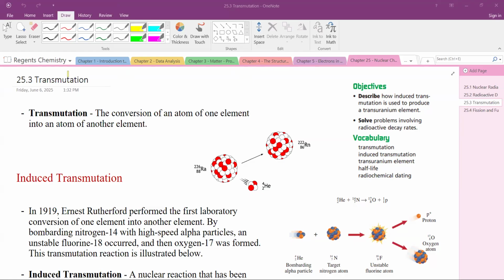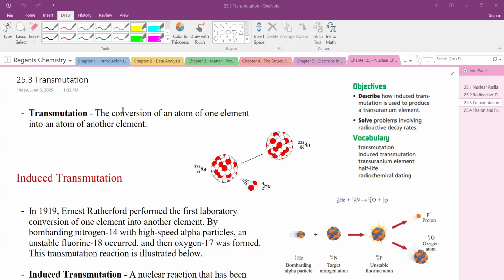This video is going to cover section 25.3, which is all about transmutation. And you can see again, objectives are pretty short. We want to talk about induced transmutation and how it's used to make larger elements. And we want to solve some problems using radioactive decay rates, okay? And a short list of vocab words for this video.